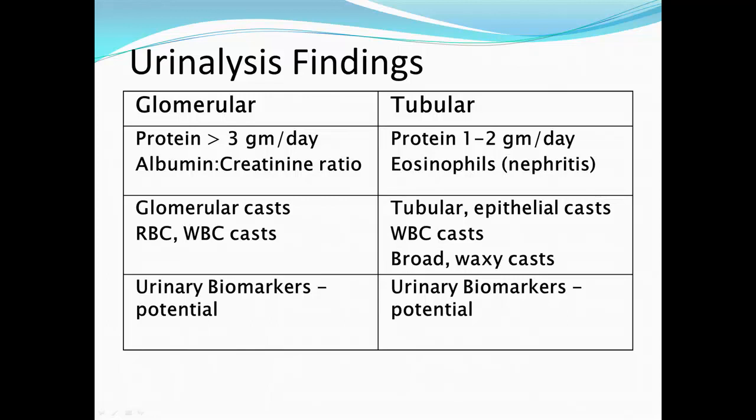And then, as we talked about in the introductory lecture to the renal piece, we can use urinary biomarkers, and this is the promise, once again, when we look at urinary biomarkers, especially for acute injury, we can determine whether this is a glomerular or a tubular dysfunction.